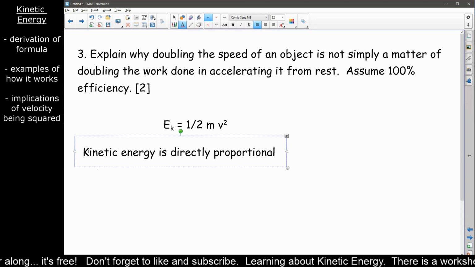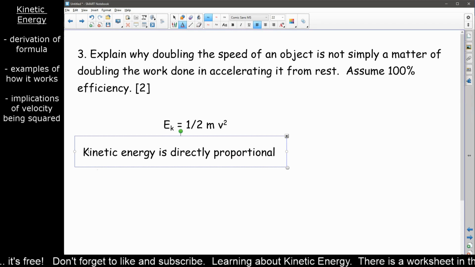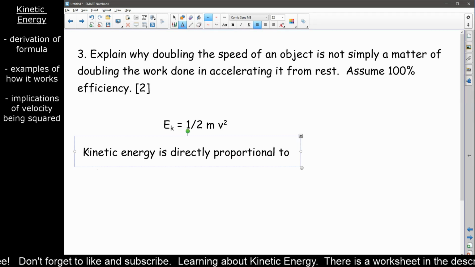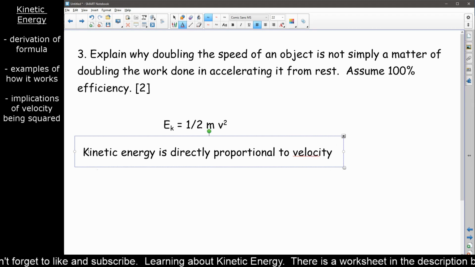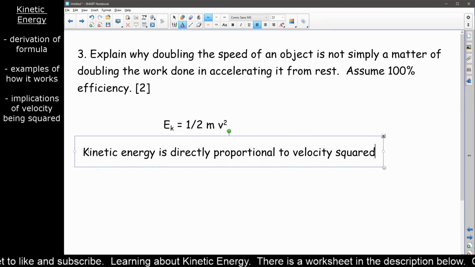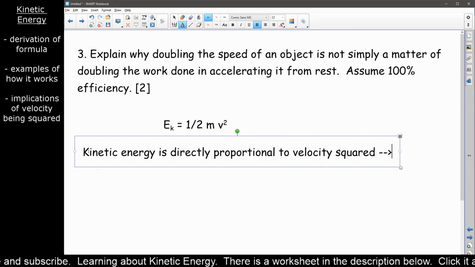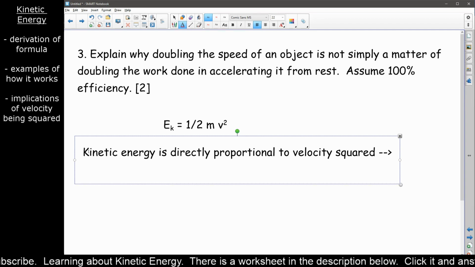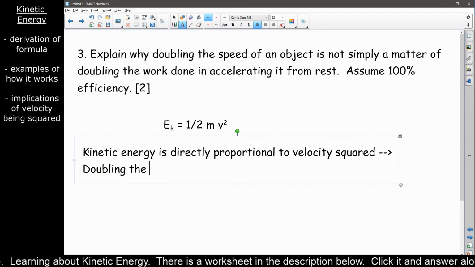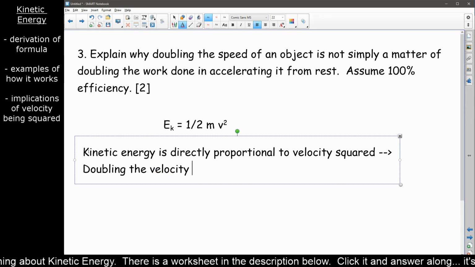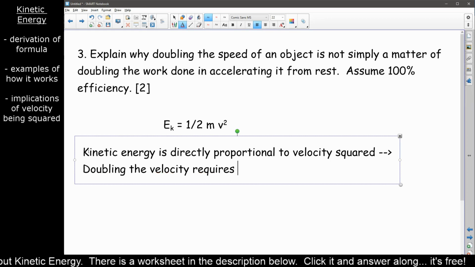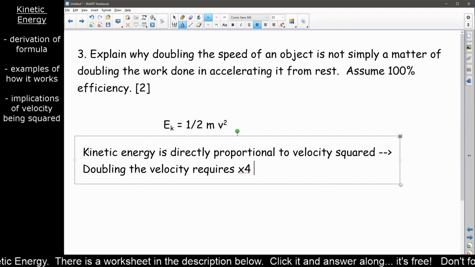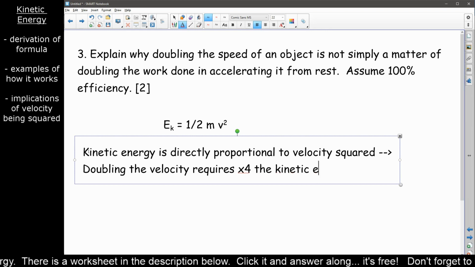You could say it depends on, though, like you can probably get away with that, but kinetic energy is directly proportional to velocity squared. And then you need to go on and explain that. Therefore, doubling the velocity requires multiplying by 4 the kinetic energy.